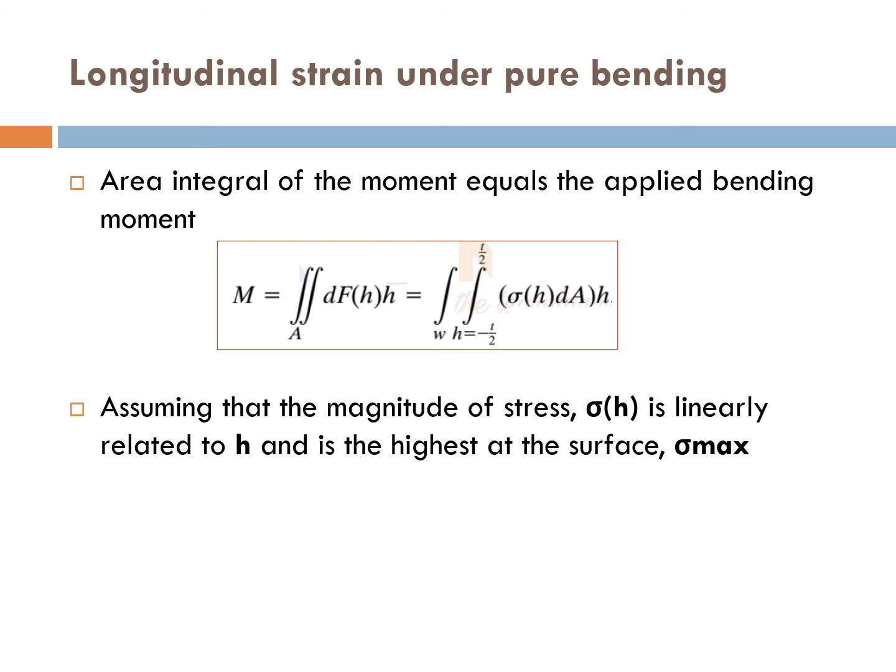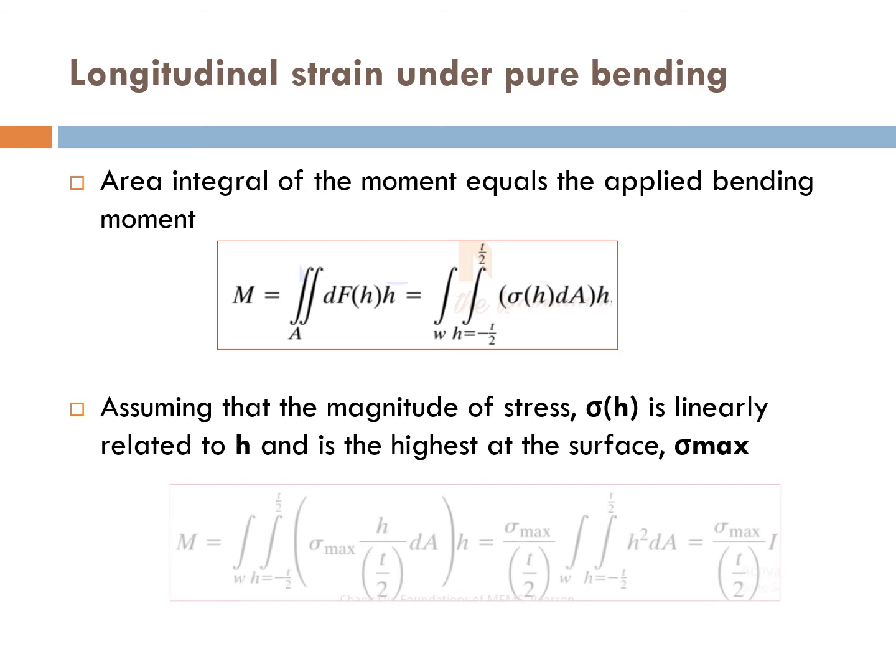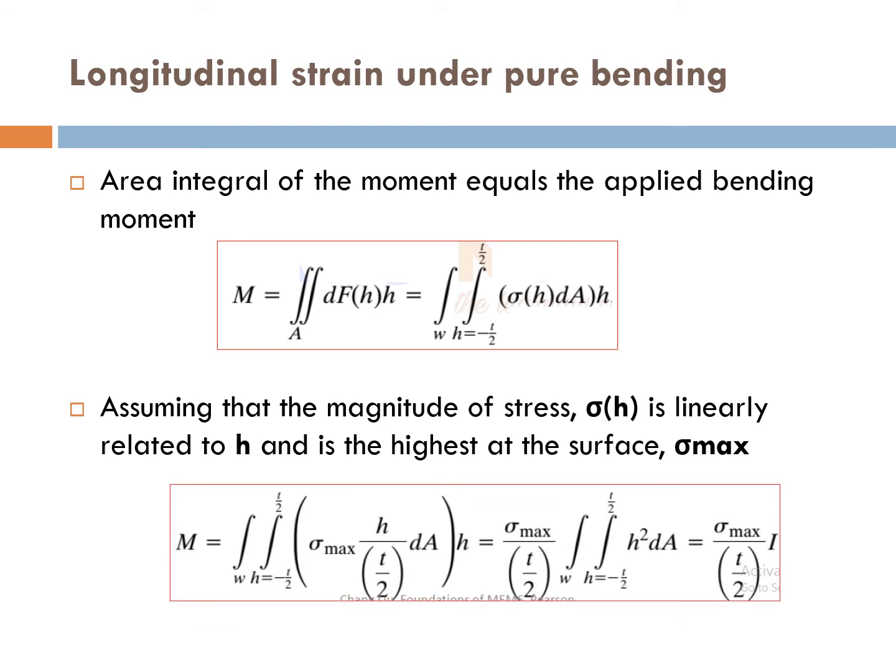Assuming that the magnitude of the stress sigma h is linearly related to h, it will be the minimum at height equal to 0, that is the center, and it will be highest at the surface, which is denoted as sigma max. The linear relationship of sigma h can be expressed in terms of sigma max and the height as sigma h is equal to sigma max into h by t by 2.